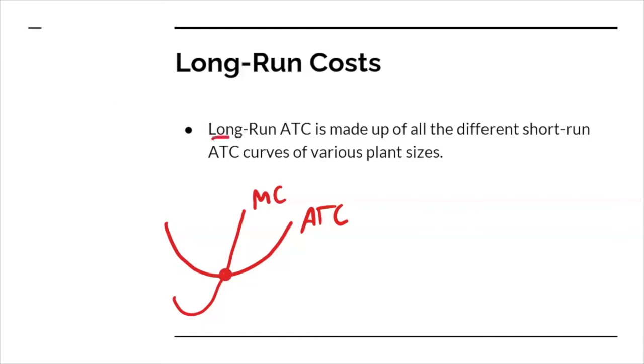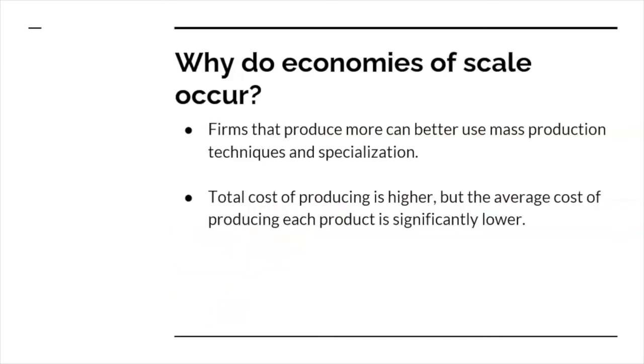Going back, our long run ATC is just a bunch of short run ATCs added up together. What does that actually look like? Well, before we get there, we first have to talk about why economies of scale occur. They occur because firms can use better mass production techniques and specialization. In other words, the more the firms produce, the more they can produce in bulk and specialize in the production of certain goods. Because of that, costs are going to fall and output is going to more than double or sometimes double. While the overall cost of producing is higher, the average cost of producing each product is significantly lower.